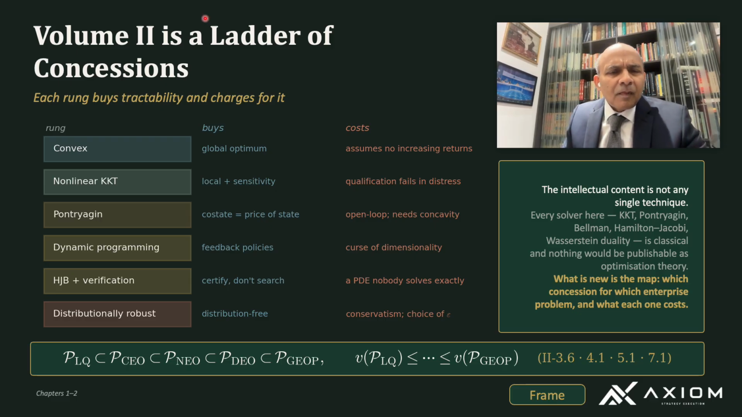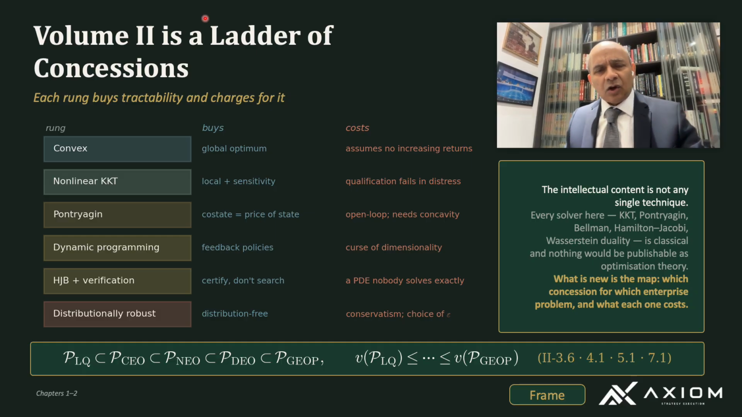Now, I want to frame Volume 2 as a ladder of concessions. Each chapter, as we'll go through it, buys tractability by conceding something. And let us be explicit at each rung about what is being given up. Convexity buys global optimality and costs realism. Linear quadratic structure buys closed-form feedback and costs the constraint blocks. Dynamic programming buys the Bellman recursion and costs dimension. Robustness buys distribution-free guarantees and costs sharpness.